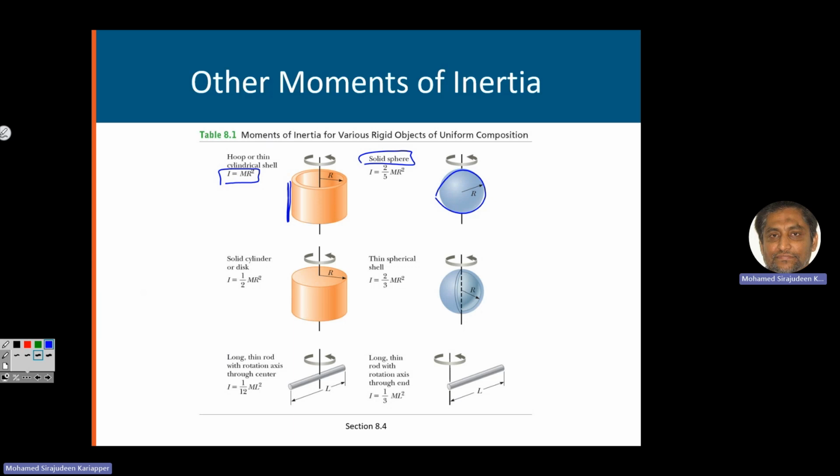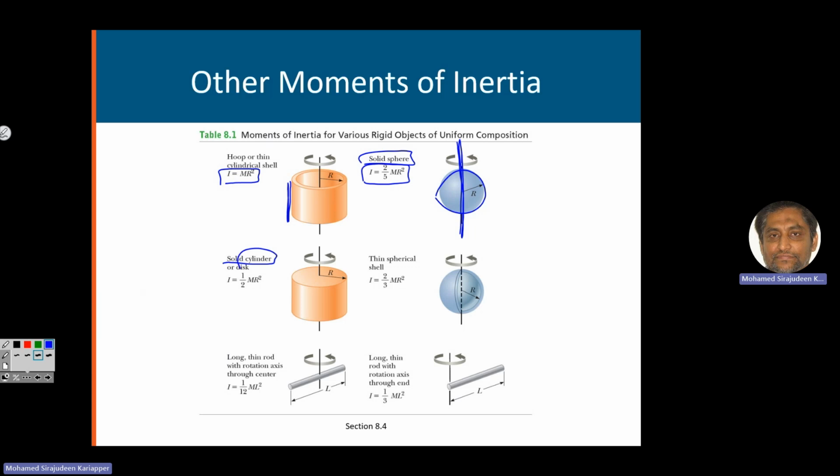You know what? That's the meaning of solid. Solid means it is all the way the same material, okay? Like a marble. Marble is a solid sphere. But football is not a solid sphere. It's a shell. So for that, about the central axis, this is the moment of inertia.